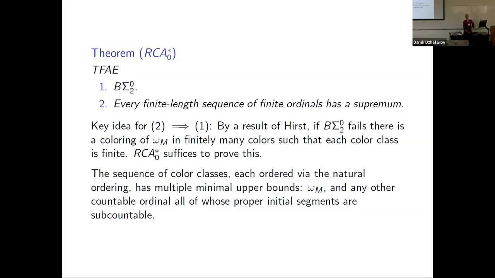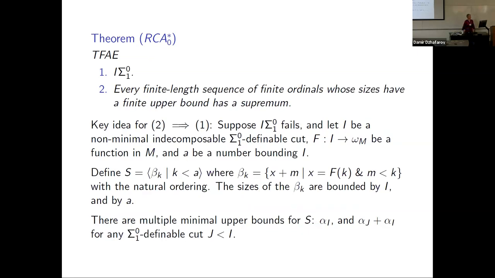One more refinement gets us down to something that's equivalent to sigma 0,1 induction. Every finite length sequence of finite ordinals whose size is at the finite upper bound has a suprema. It's equivalent to sigma 0,1 induction. And the idea going backwards: suppose sigma 0,1 induction fails, then we've got a cut. And what I want to do is put together the sequence of n such that n is in the cut.